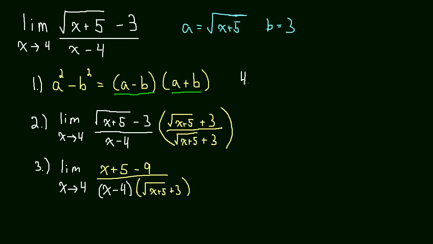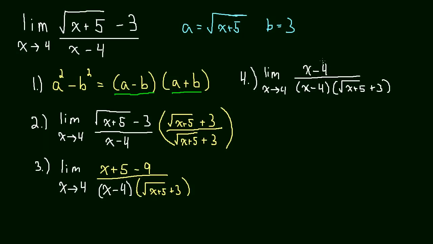Up over here, we're going to go to step 4, and this will be the limit as x approaches 4. And then let's simplify the numerator. Plus 5 minus 9, that's minus 4. So this will be x minus 4 in the numerator, divided by x minus 4, and hopefully bells are going off in your head now, times the square root of x plus 5 plus 3. Okay. And now we're left with an x minus 4 over an x minus 4, and these divide to 1.